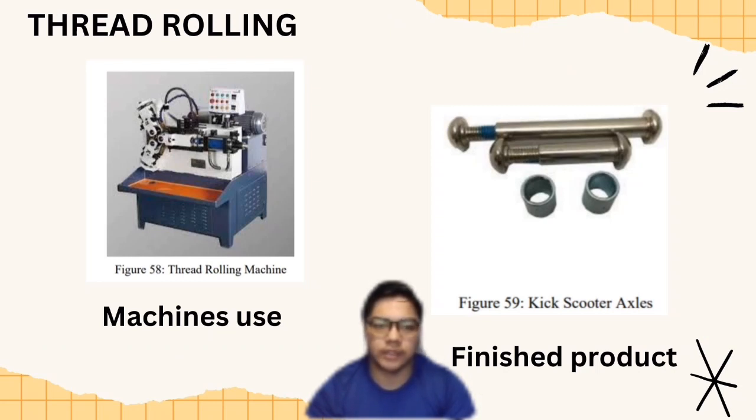This is the one that I mentioned just now, thread rolling. So these are the thread rolling machines, and also these are the finished products. As you can see, these are the kick scooter axles.